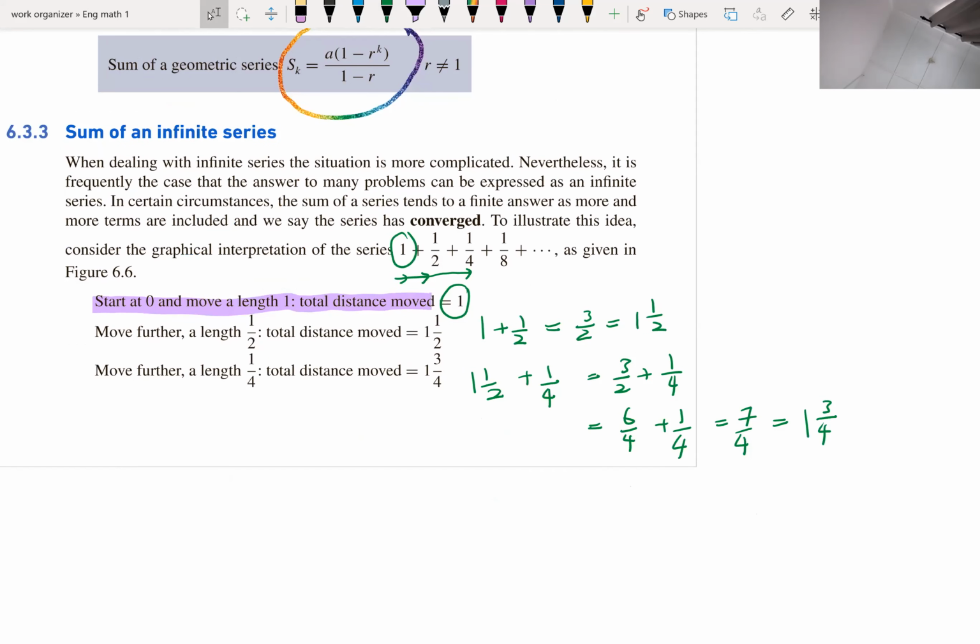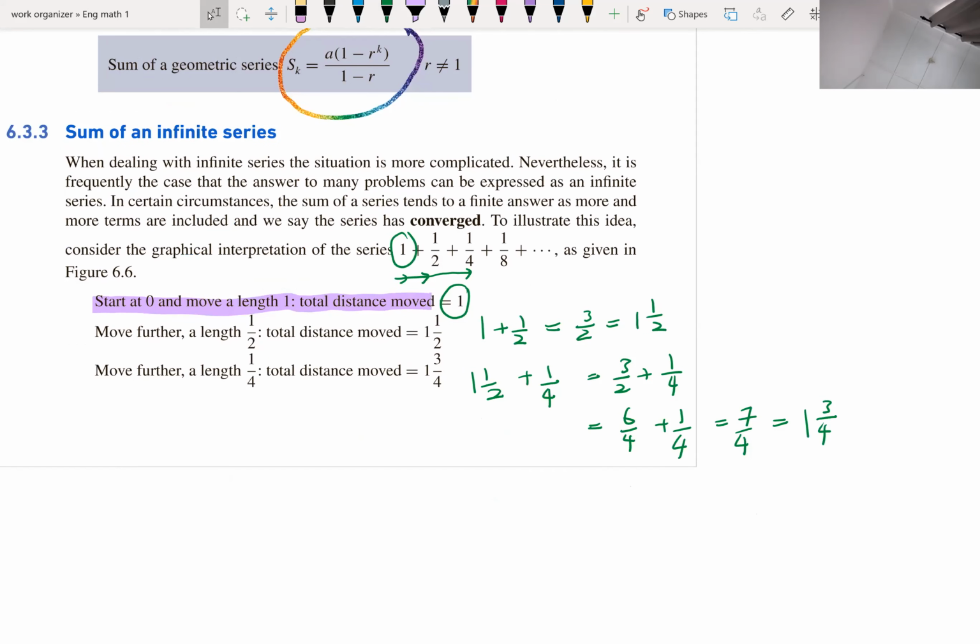Until here it is 1, this is 3, and then this is 6. So 1, 3, 6, and then 10, and then 15. This is what we call the sequence of partial sums. In this case, the sequence diverges to infinity, which means this is divergent.